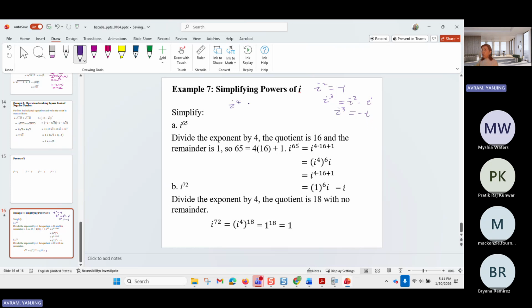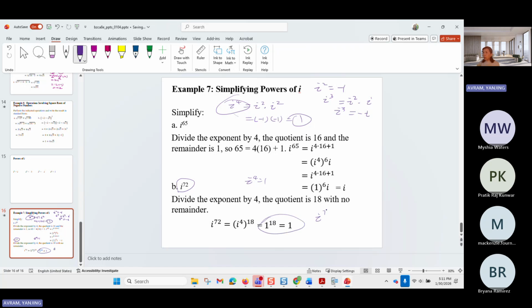If you have i to the 4, I can have i squared times i squared, and each i squared is negative 1. So this whole thing, i to the 4, will be 1. Okay? So if you have i to the 72 power, what happens? Well, you can look at i to the 4 equal to 1, right? And then 4 times 18 will be 72. So this will be 1 to the 18 power. That is equal to 1.